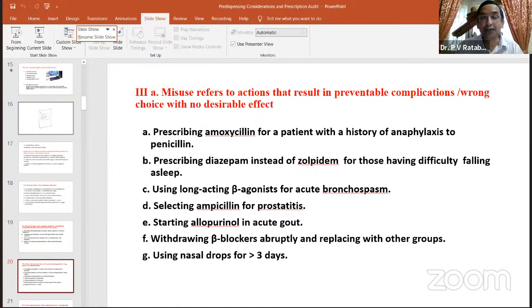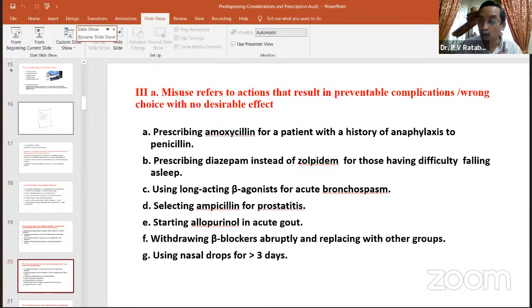Withdrawing beta blockers abruptly and replacing with other groups. So if you know a patient who has been on beta blockers for so many years and has been coming to a pharmacy regularly, and now suddenly he comes with some other drug, you can always ask him whether he has stopped the beta blocker or whether the beta blocker is still continued and this is added to it. So you can always help him.